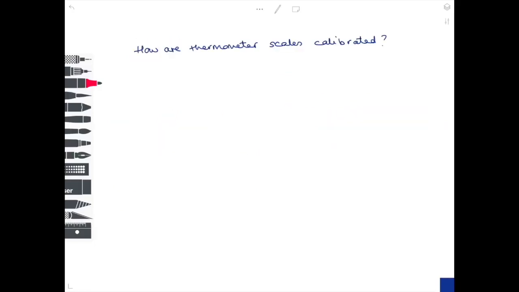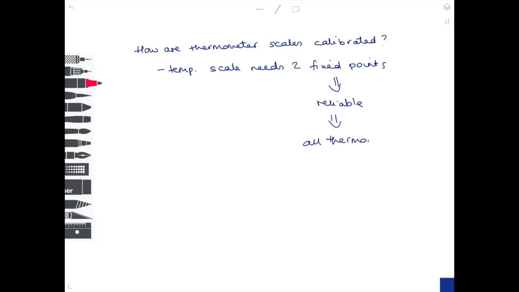Next up, how are thermometer scales calibrated? So that means how are they set? Now, first of all, to create a temperature scale, you need two fixed points. Crucially, these two fixed points need to be exceptionally reliable, and that ensures that all thermometers match, because you don't want different thermometers having different ideas of temperature. And then lastly, you make a scale by making smaller increments between those two fixed points. So if you have your thermometer, you have your two fixed points, say that that is 20 centimeters, you can then divide it up to show smaller increments.